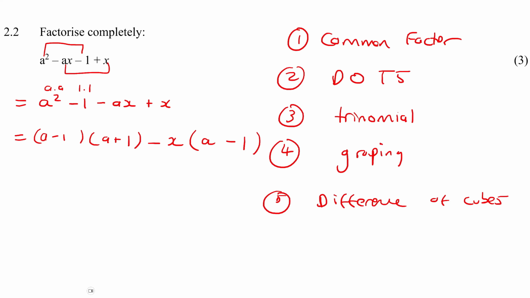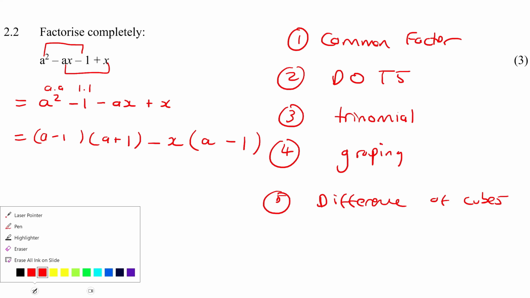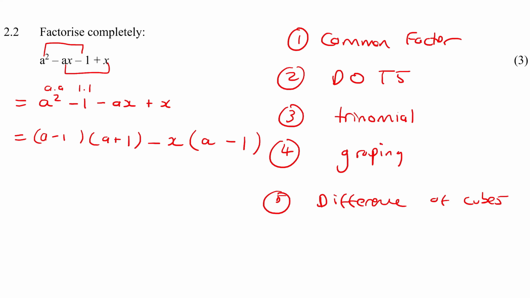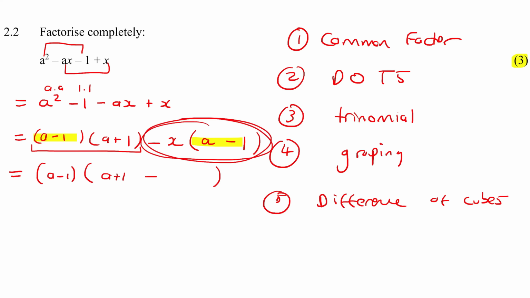Okay? Now, I know that we've done everything correct, because now I can see that we've got a common bracket, and that's how we're going to get our third mark, by going to the next step. We can now take out a common bracket of a minus 1, and what would we be left with? Well, in the first term, we would still be left with a plus 1, this one over here, minus, and then in the second term, we're still going to be left with this x. And that is our final answer.